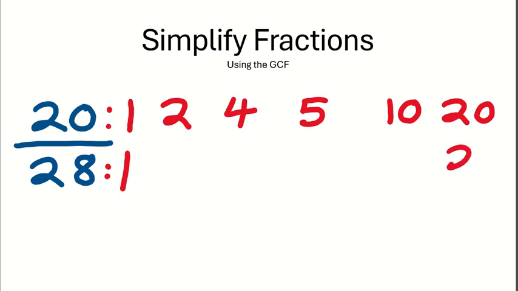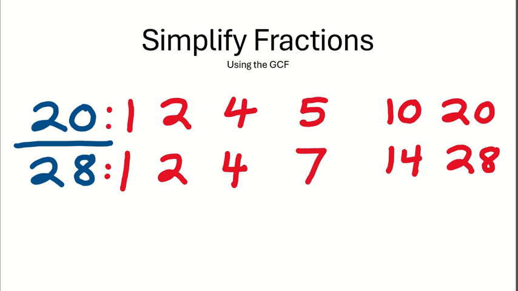1 times 28 is 28. And 2 times 14 is 28. Will 3 go into 28 evenly? 3 will not go into 28 evenly. Will 4 go into 28 evenly? It will, actually, because 4 times 7 is 28. Goodness gracious me. We made it. So the greatest common factor of 20 and 28 is going to be 4.